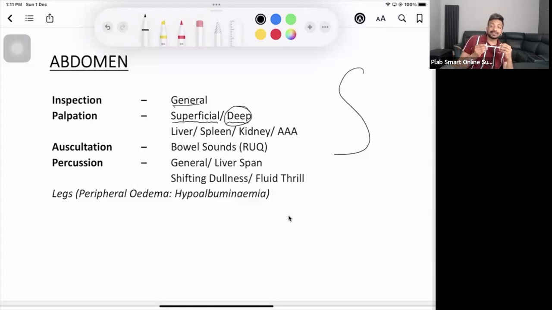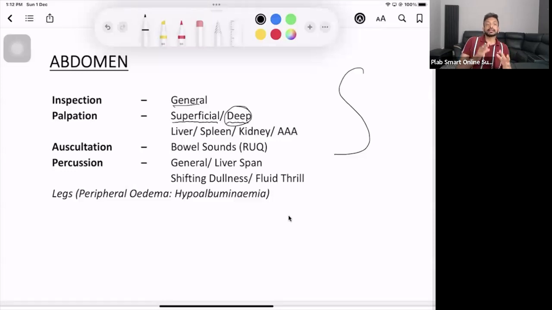To palpate the spleen, it has to be at least 3 times its normal size. Then only you can palpate the spleen. If you're able to palpate the spleen, it means you have got splenomegaly. Then you check the kidneys as well, to see if the kidneys are palpable or not. Normally the kidneys are non-palpable. Then you can check in the abdomen to see if you have any pulsatile mass. You're looking for AAA, abdominal aortic aneurysm.